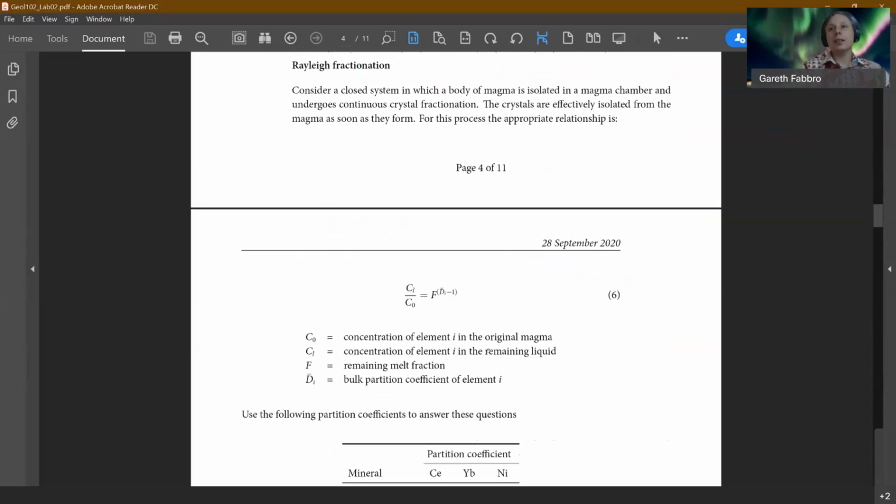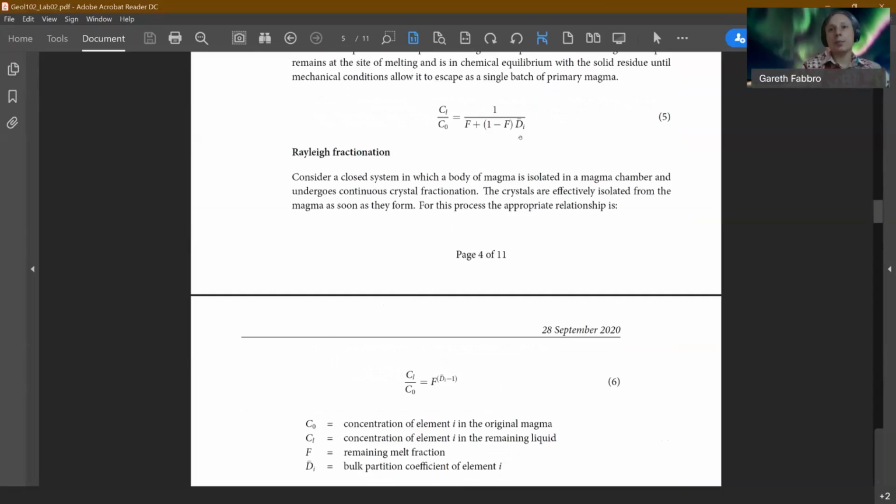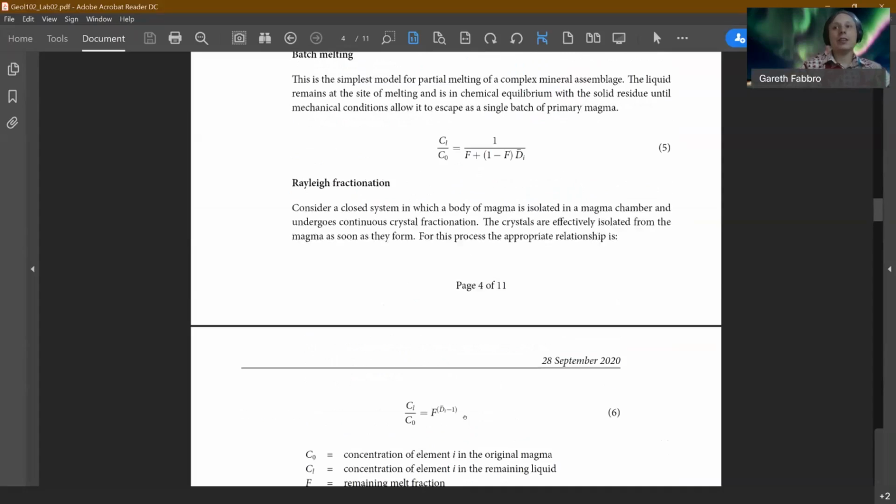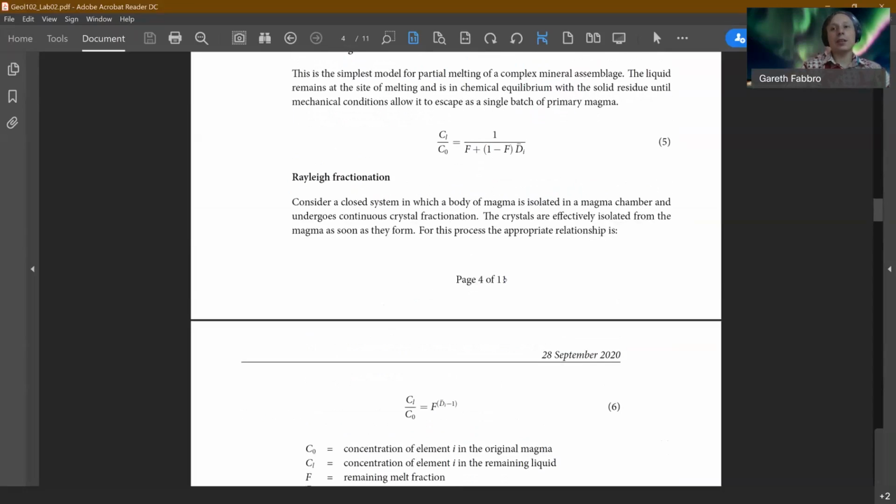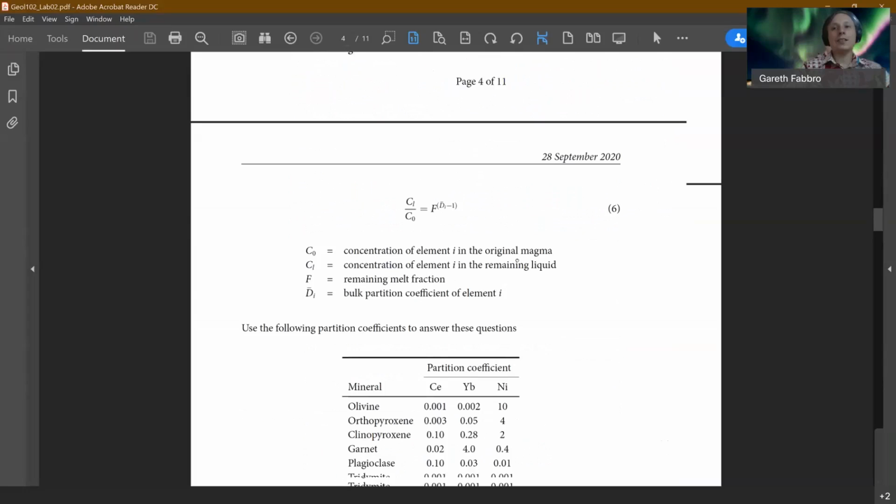So here are your equations for batch melting and Rayleigh fractionation. These are the equations that we went over in the lecture, but they're here again, so you don't need to keep going back to the lecture to find them. And here is just a table of partition coefficients.